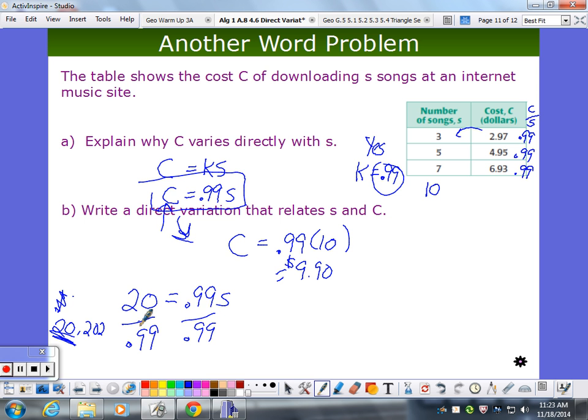How would you explain it? Excuse me, stop talking. He had an excellent question. He said, it says explain. So why does C vary directly with S? How would you explain that? I'm so glad you asked that. Why is that? Why do you say yes?